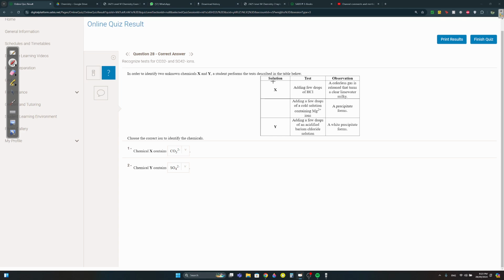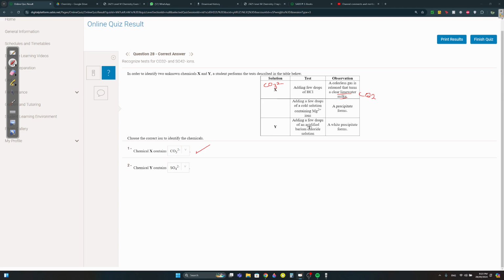In order to identify two unknown chemicals X and Y, a student performs the tests described in the table below. For X, he added some HCl, and you got a colorless gas that turns lime water milky. This gave it away, and we know that the gas is CO2. To get CO2, what are we testing for? Carbonate, right? CO3 2-.